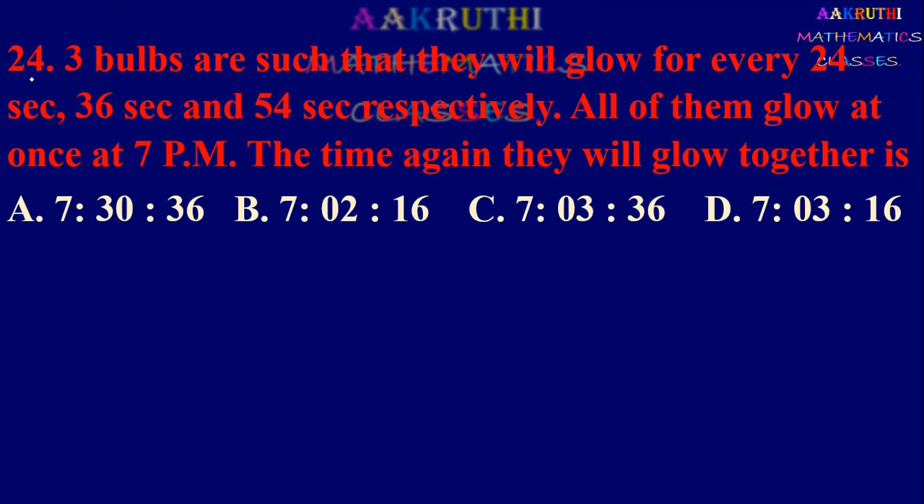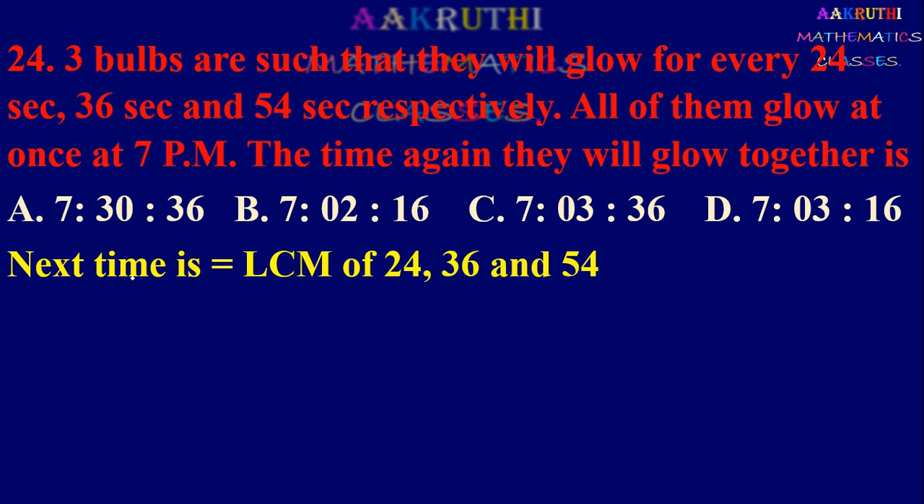So next, question number 24. 3 bulbs are such that they will glow every 24 seconds, 36 seconds and 54 seconds respectively. All of them glow at once at 7 p.m. Then the time they will glow together again is. So here also we have to find the LCM of 24, 36 and 54.